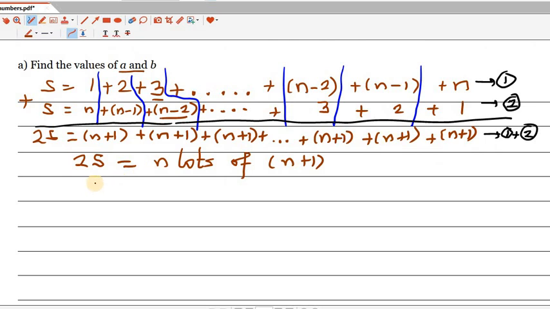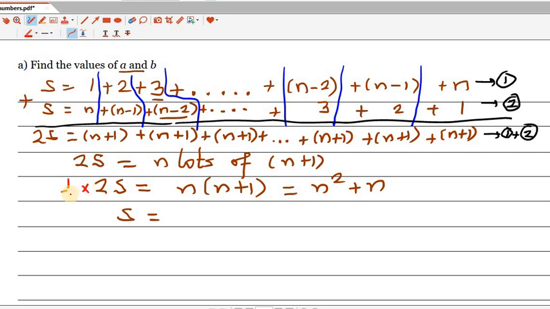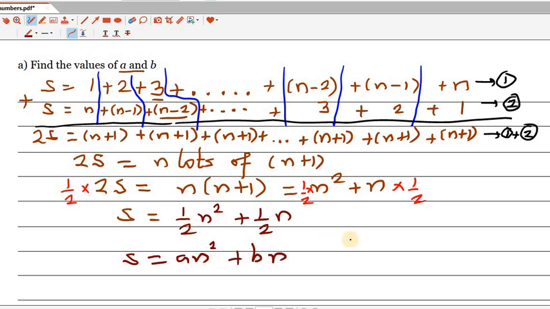So therefore 2S is n times n plus 1, which is n squared plus n. I want to get S, so I'm going to multiply this by half, so I also multiply the other side by half. So S can be rewritten as half n squared plus half n. They have given us that S is an squared plus bn. If you compare this with this, we can say a is half and b is also half.